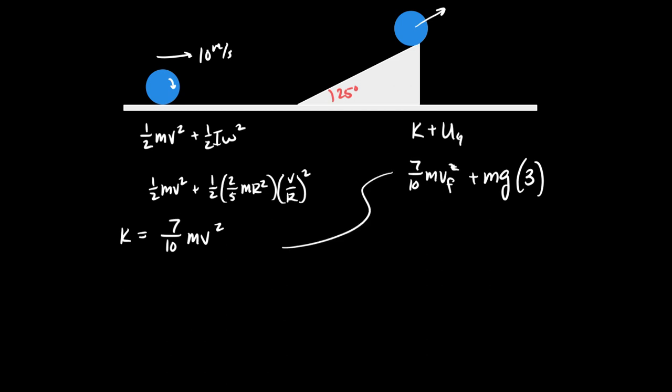We can set these two things equal to each other in order to determine what the velocity is as it leaves the ramp. And it leaves at an angle of 25 degrees, so you now have a projectile.